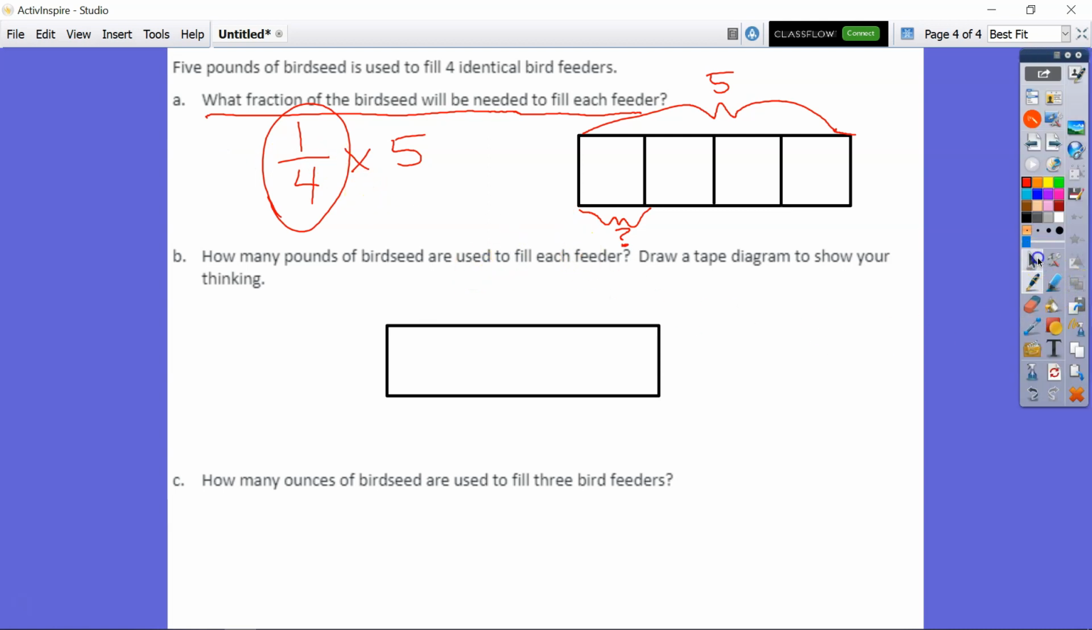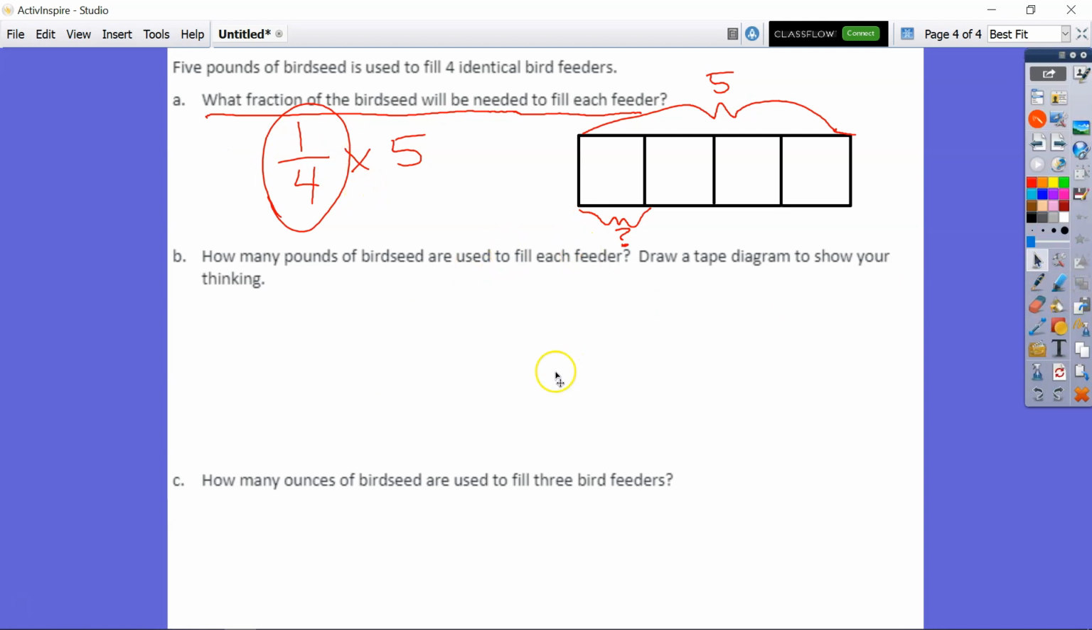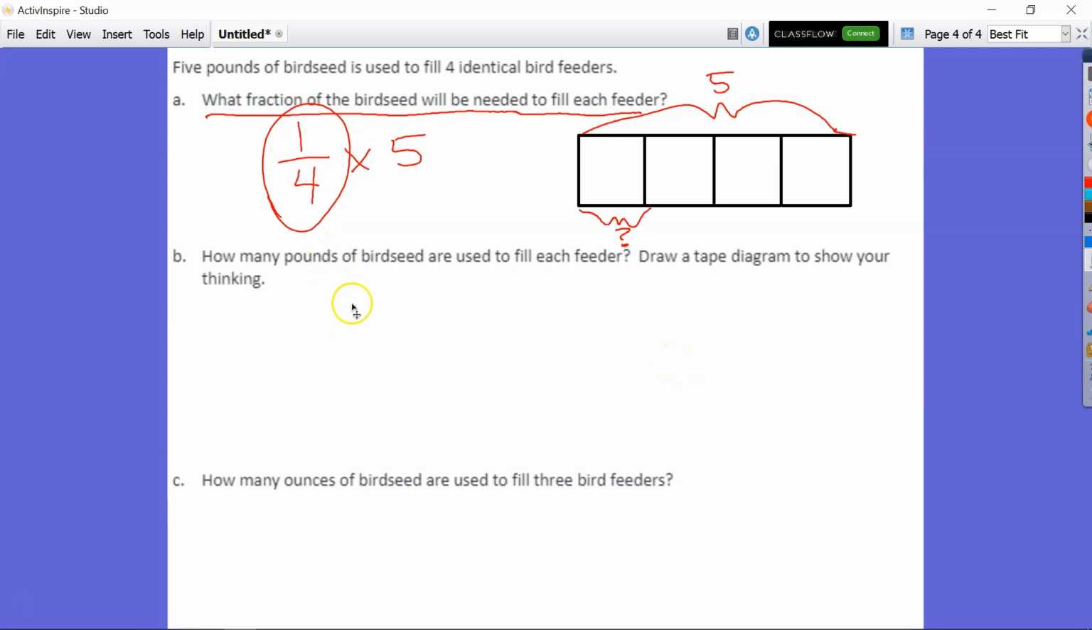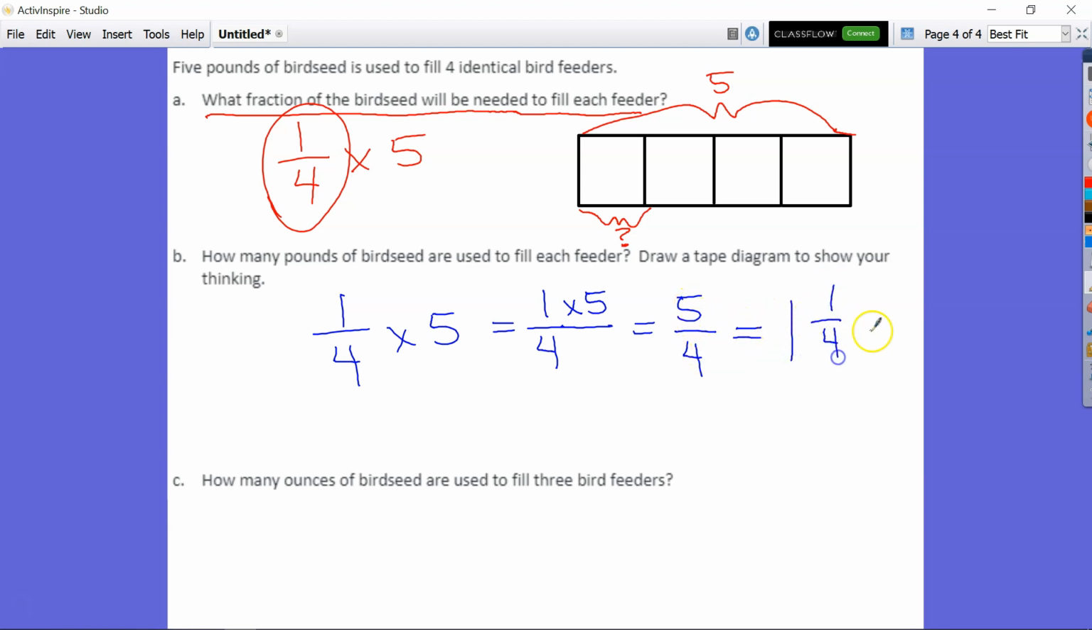So we don't need this tape diagram down here. Get rid of that. We're just going to go ahead and multiply. So we know 1/4 of 5 is equal to 1 times 5 over 4, which is equal to 5 over 4, which is also equal to, remember, 4/4 should be a whole, then I'll have 1/4 remaining. So we need 1 pound and 1/4 of a pound.